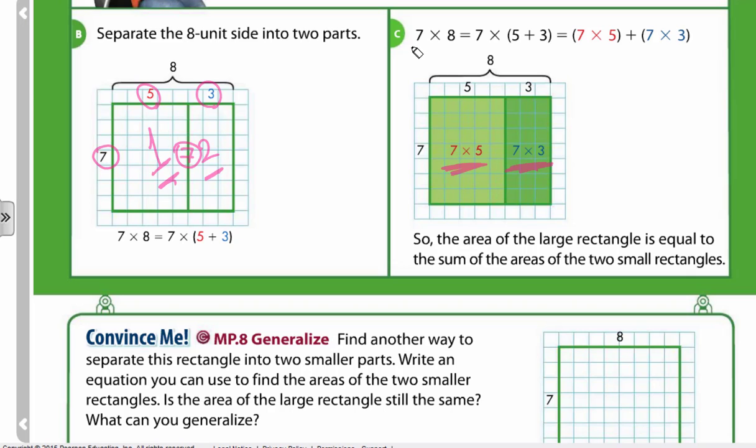And as you can see, the big rectangle is 7 times 8. The two small rectangles are 7 times 5 and 7 times 3. If we add them, we will get the same area as the big rectangle. So in both cases, we will get the same number. Let's go ahead and see the question in the same page down.